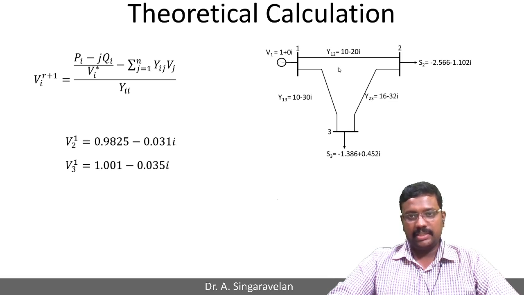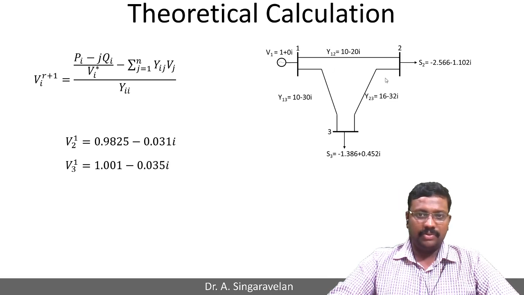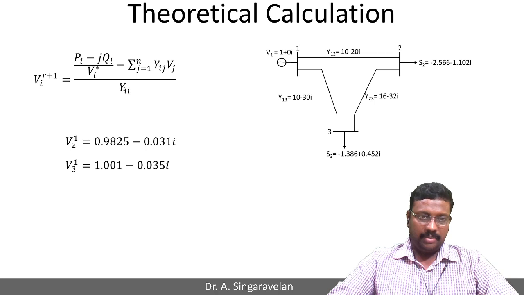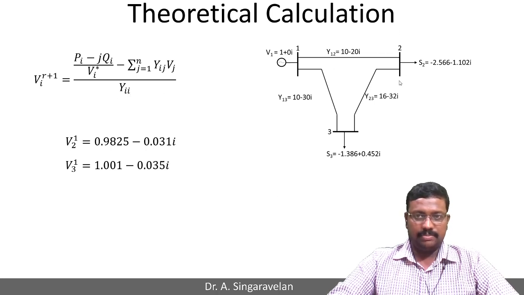So Yij is nothing but the values of this Y12 as well as Y23, and Vj is nothing but the voltage at bus j. The j bus voltage will also be 1 because the initial value at j will be 1. And then the self admittance Yii of this second bus: Yii, that is Y22, is Y12 plus Y23. If you want to find Y22, then add all the admittances attached to this bus. These two are the attached admittances, then you will get Y22.